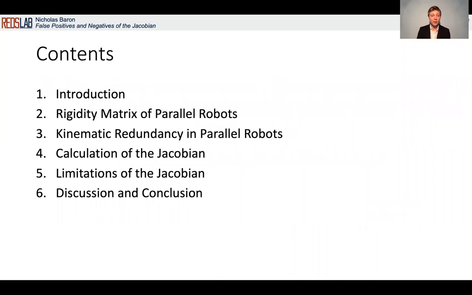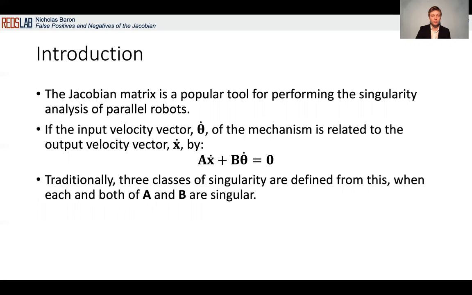To begin with, I'm going to give a brief introduction, followed by a description of the rigidity matrix in parallel robots, and then I'm going to talk about kinematic redundancy in parallel robots, followed by the method of computing the Jacobian for these mechanisms. And then following this, we can look at some of the limitations of using the Jacobian as a basis for singularity analysis. And then finally, a discussion and conclusions will be drawn.